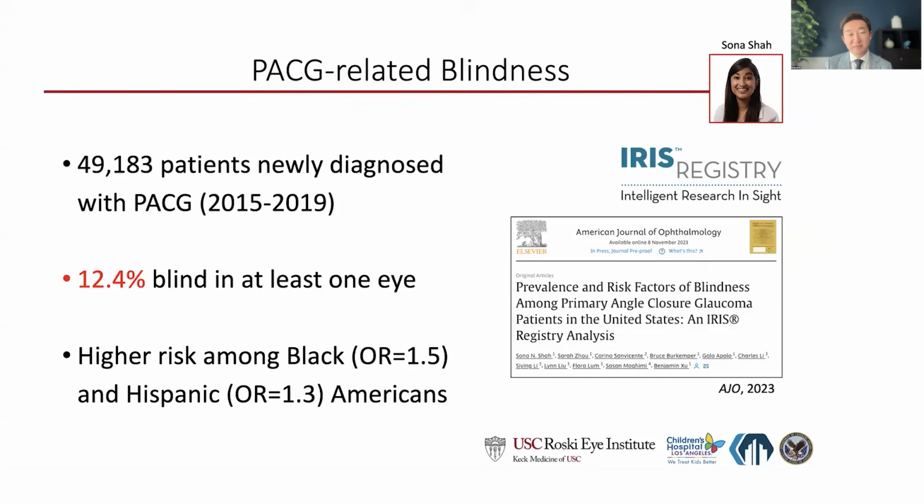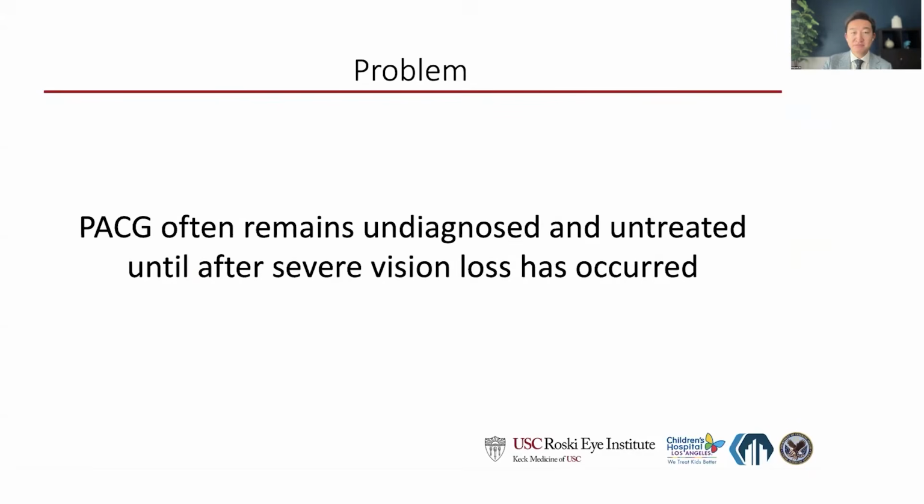And this is despite very high healthcare expenditures here in the United States. We also found that there were disparities in the severity, with higher risk of blindness among Black and Hispanic Americans, thereby highlighting the disproportionate effect of this disease on some racial populations here in the US. So these data highlight an important issue in the field of angle closure, which is that PACG often remains undiagnosed and untreated until after severe vision loss has occurred.